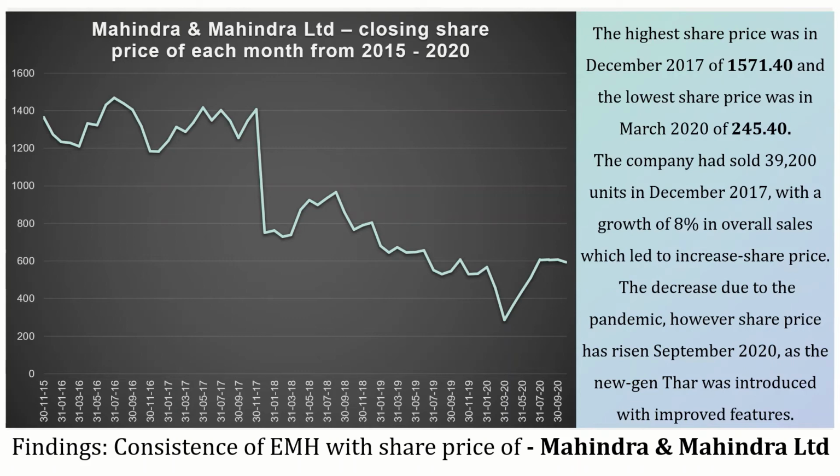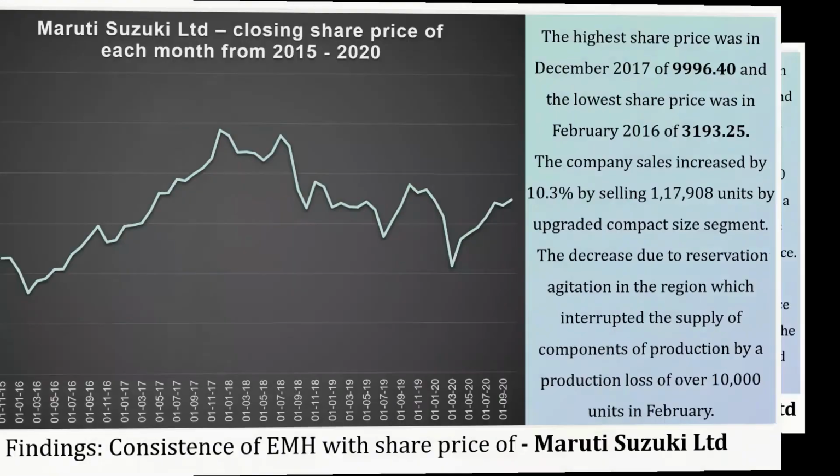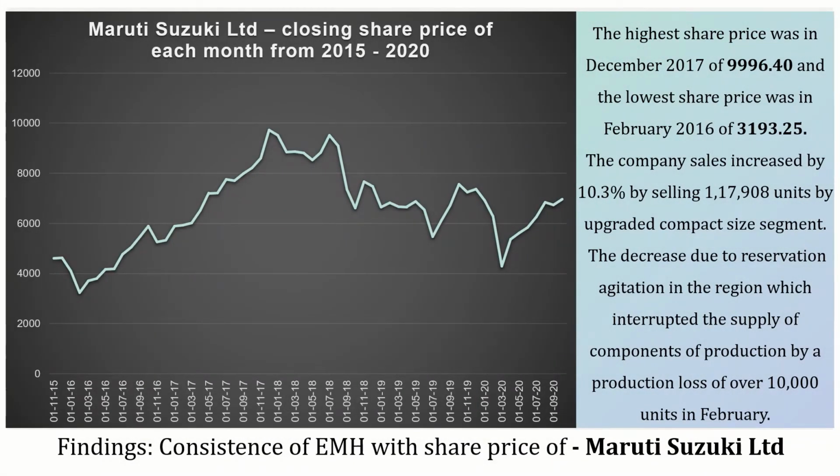Monitoring the share price of Maruti Suzuki for the last 5 years shows that the highest share price was during December 2017 with a share price of 9,996.40, and the lowest share price was during February 2016 with a share price of 3,193.25. The increment in sales during December 2017 has resulted in a sudden increase in the share price. The company had an increase in sales for December 2017 by 10.3% by selling 1,17,908 units. The upgraded compact size segment saw the maximum increase in the volume.